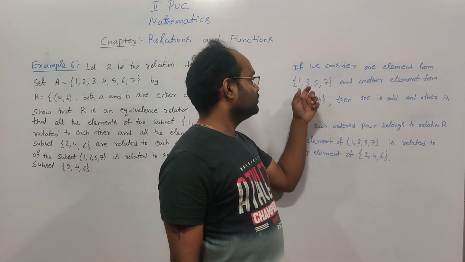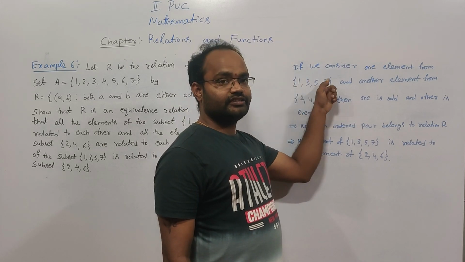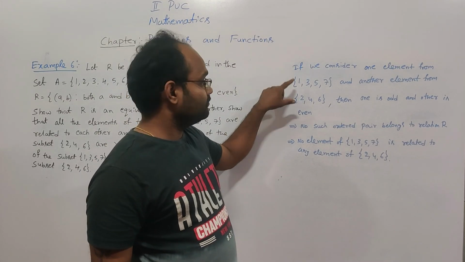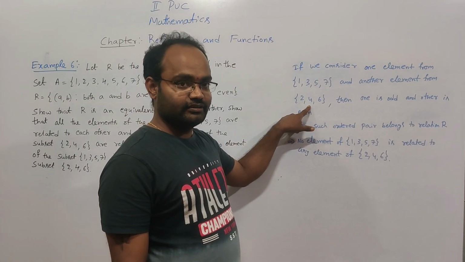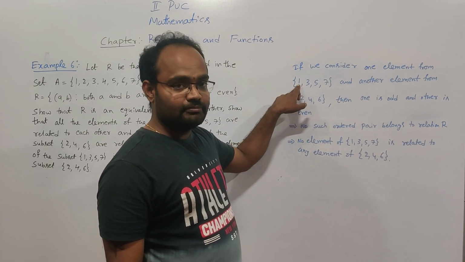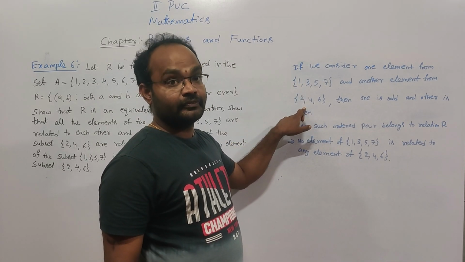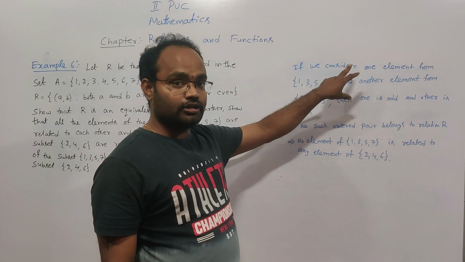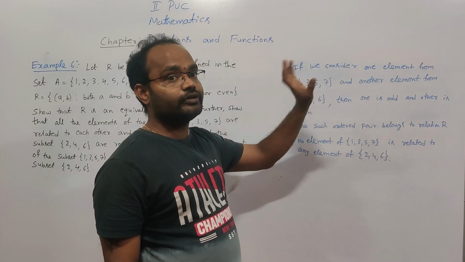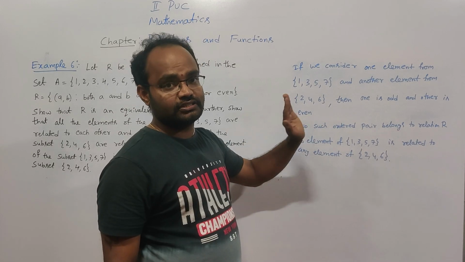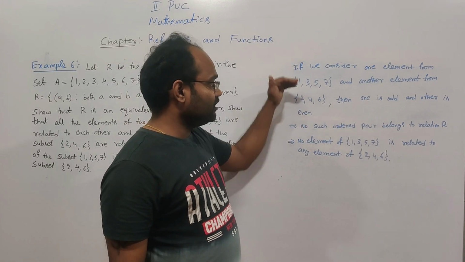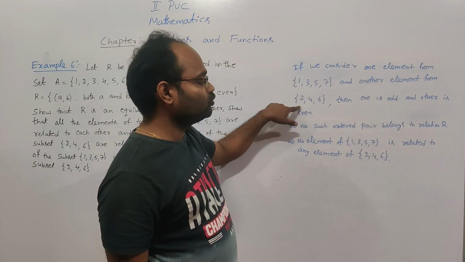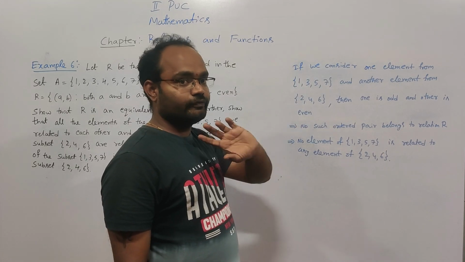So next we shall prove that no element of 1 3 5 7 is related to any element of 2 4 6. So clearly if we consider one element from this set and another element from this set, what we will have? One will be an odd number and another one will be an even number. So according to the given relation, both numbers should be either odd or even. Both should be odd or both should be even. There is no chance of taking one odd and one even. For example, take 5 and 2, 5 is odd, 2 is even, so we can't consider.